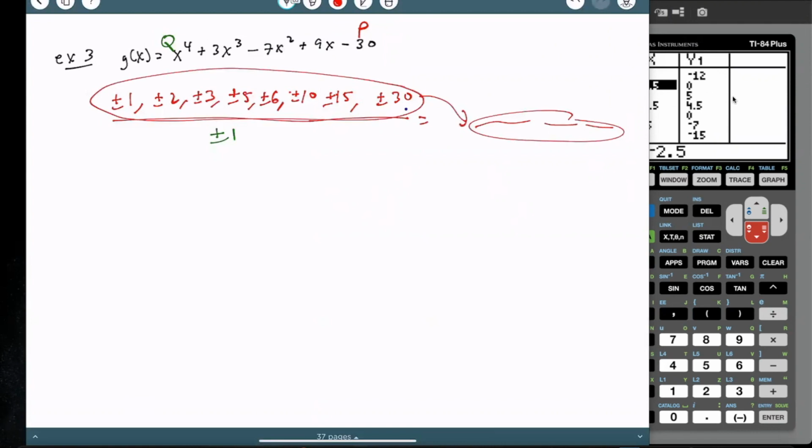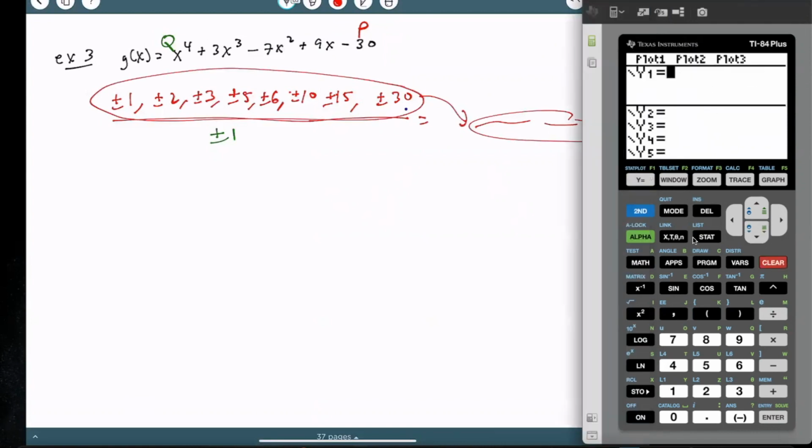Okay, so let's go ahead and type this one in to finish this off, and then we'll relate this back to our synthetic. So x to the 4th plus 3x cubed minus 7x squared plus 9x minus 30. Okay, so if I go to my graph, it looks like it only hits twice.